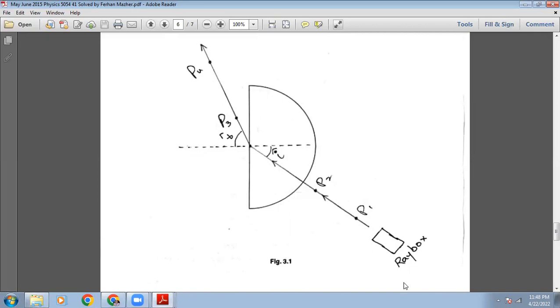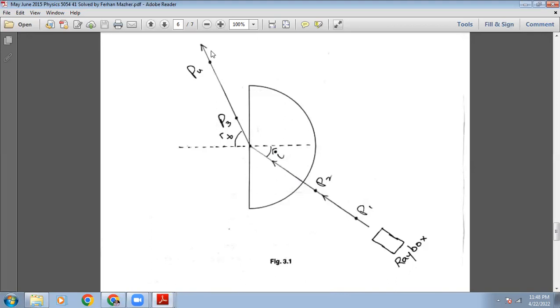Put the block back and place it exactly over that boundary, and then take a ray box. The ray box is like a torch. It will give you the light. So shine that ray box, the torch, the light, or the laser towards the semicircular glass block. This incident ray is coming and it will enter along the normal to this glass block. So the light will not deviate and it will go to this middle point.